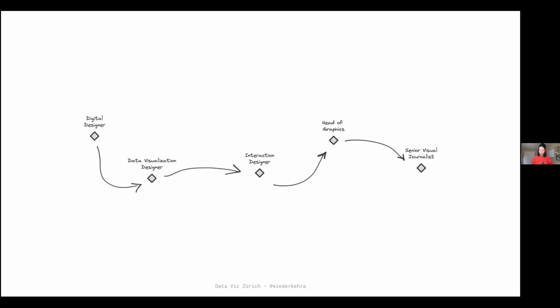Prior to that, I was a head of graphics at the Neue Zeitung, a Swiss newspaper of record in Switzerland, based out of Zurich, one of the bigger ones. And prior to that, I was an interaction designer, a data visualization designer, UX designer, digital designer, pretty much any hat in the realm of design. I've worn it. I've done it well and done it poorly. But that's essentially the through line of my career.